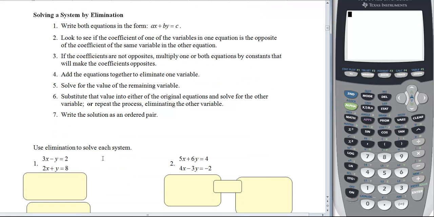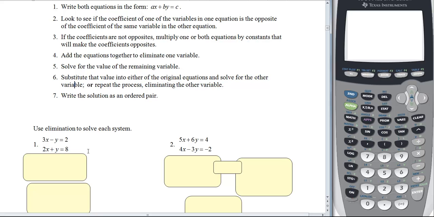Now, use elimination to solve each system. First thing, they are written in the same form. Scan through your x's and your y's. If you'll notice, my y's have coefficients that are opposite, so I can go ahead right now and add them. So, draw a line and add. I'm down to a very simple linear equation, and I'm going to divide both sides by 5. So I get x equals 2.